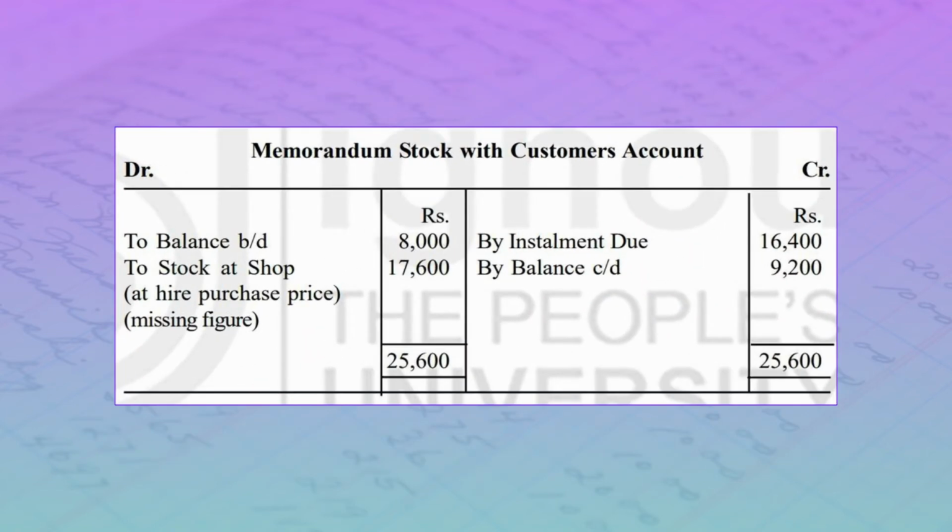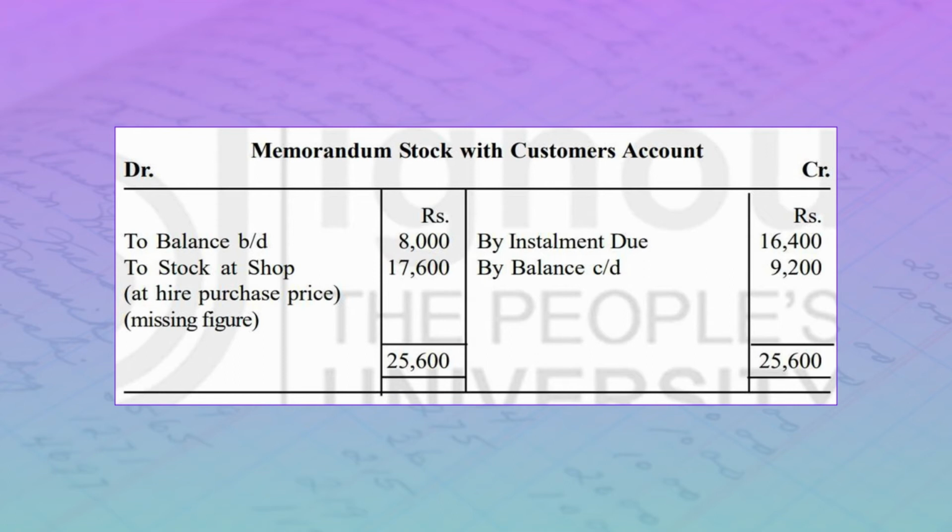Then memorandum stock with customer account. So it's quite simple. Again, this memorandum stock with customer will be prepared keeping in view the amount of loading also. So here the invoice price, that is the hire purchase price, is written. So here by balance c/d it is 9,200, because it was 6,900, so including rupees 2,300. So if we include 2,300 in 6,900, it comes to 9,200. And here 8,000, because the amount was 6,000, so 2,000 was the loading amount, therefore it was 8,000.